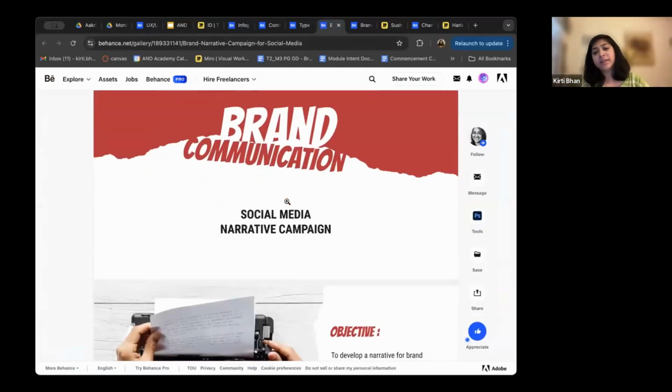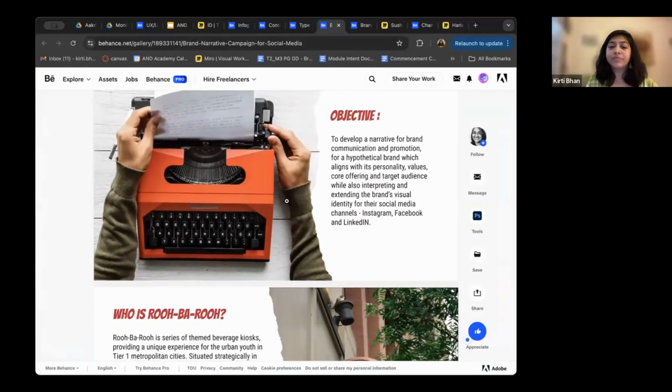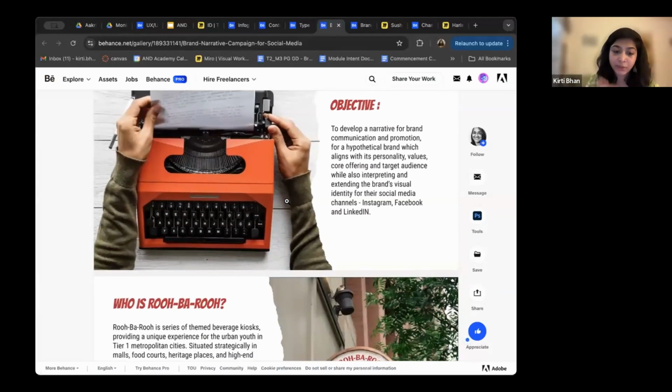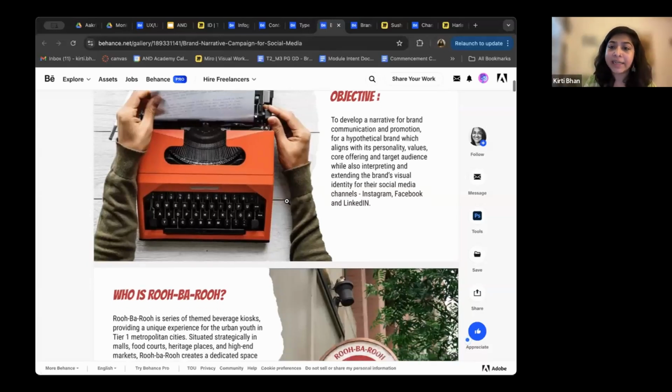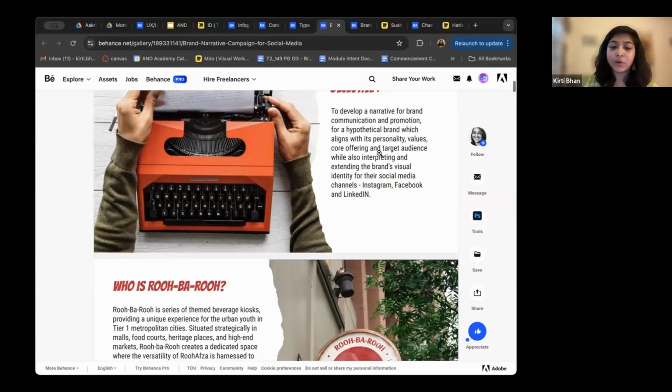So this is about brand narratives. This was a hypothetical brand that she created; the identity also she created, and then the brand narrative for this brand identity she extended to create this. The objective was to develop a narrative for brand communication and promotion for a hypothetical brand, which aligns with the personality, values, core offering and target audience of the brand she's talking about.